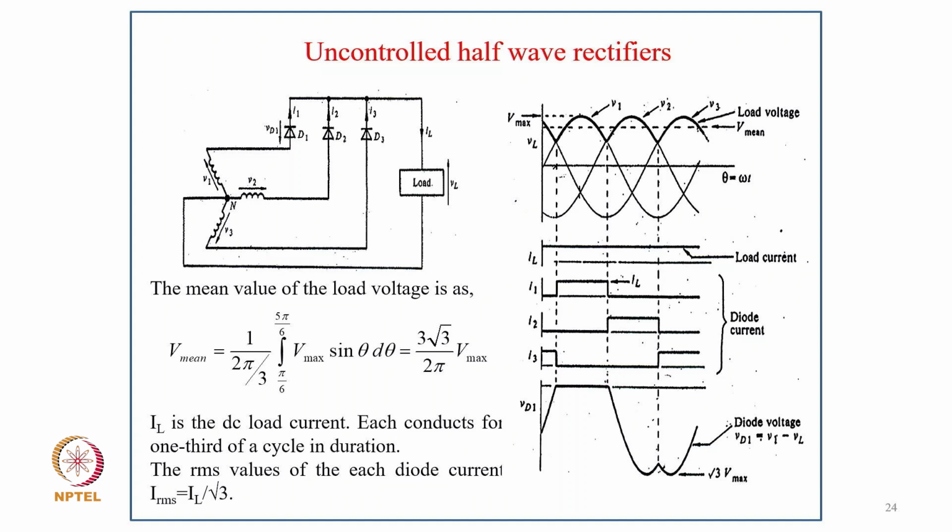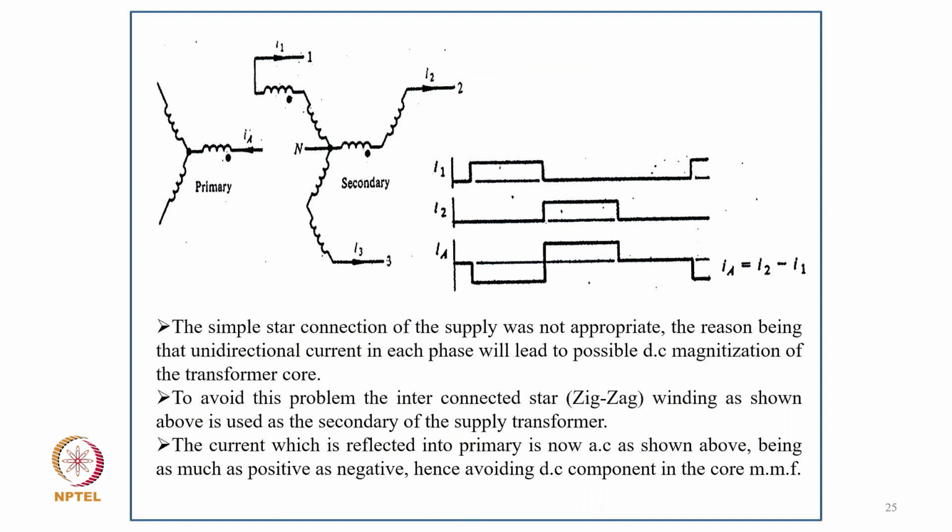So our mean voltage, or average voltage across the load, is V mean equal to 1 upon 2 pi by 3 times the integral from pi by 6 to pi by 6 of Vm sin theta d theta. So the average output is 3 root 3 V max upon 2 pi, where this V max is the peak value of the phase voltage, as it typically corresponds to the star connection. So if IL is the DC load current, each diode conducts 1/3 of the cycle in duration. The RMS value of each diode current is I RMS equal to IL upon root 3.